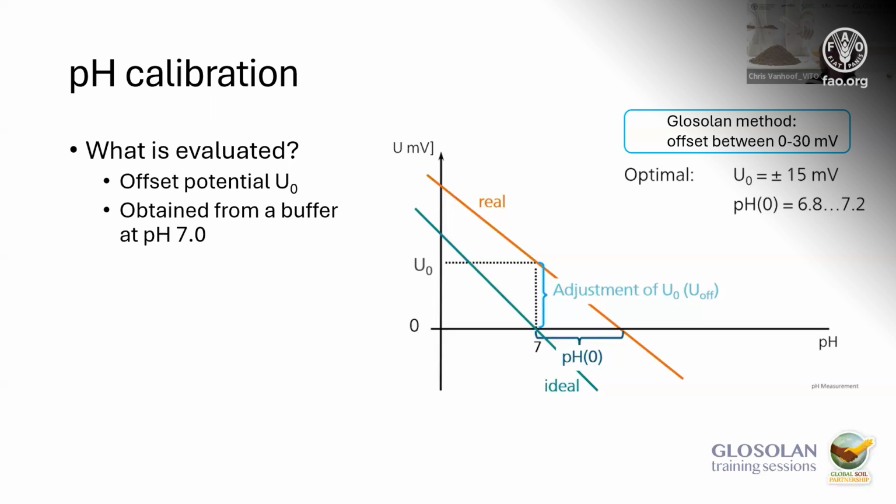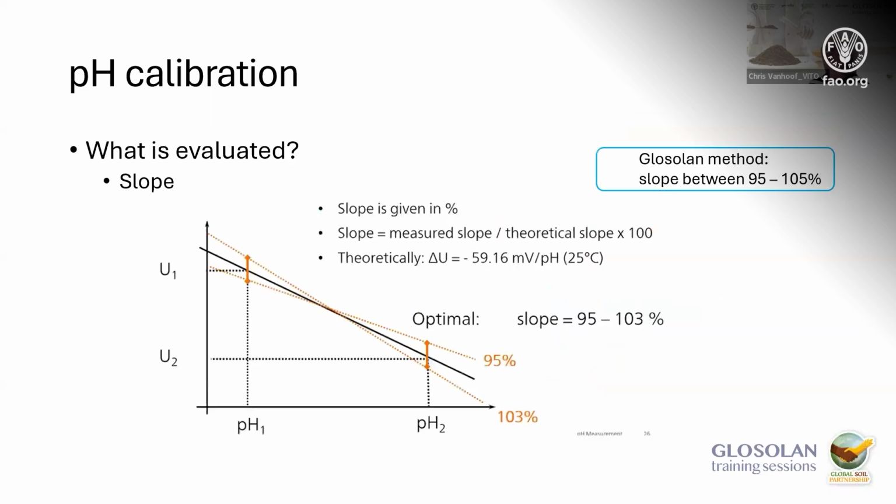Besides the offset that you are going to evaluate, you also look at the slope, which is also important. Ideally, your slope is the black line, and it's a theoretical value at a temperature of 25 degrees C, but because it's temperature dependent, minus 59.16 millivolt per pH unit. In practice, this slope can differ a little bit, and generally they allow an optimal slope between 95 and 103%. It's also important that you evaluate this at the same temperature.